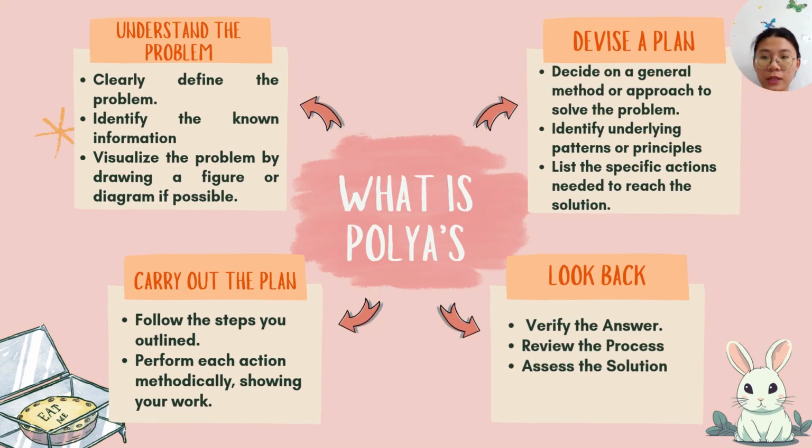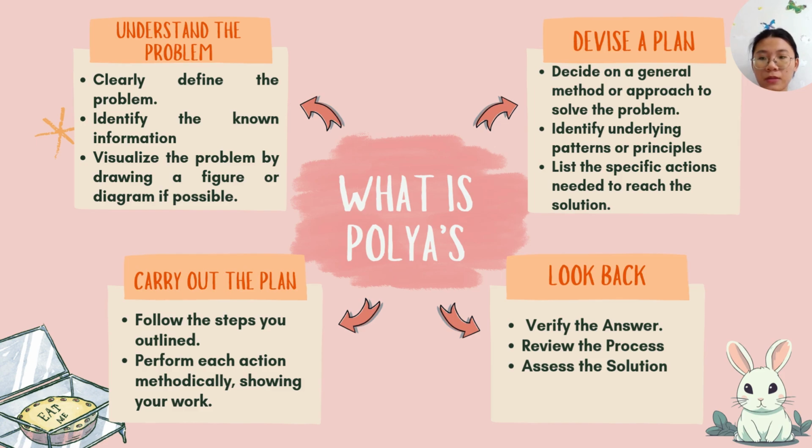First, I will be explaining Polya's problem solving process. Polya's method has 4 main steps. The first one is understand the problem, the second is devise a plan, the third one is carry out the plan, and the last one is look back.